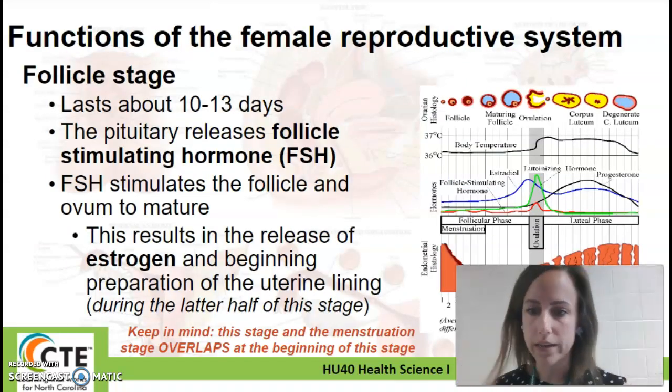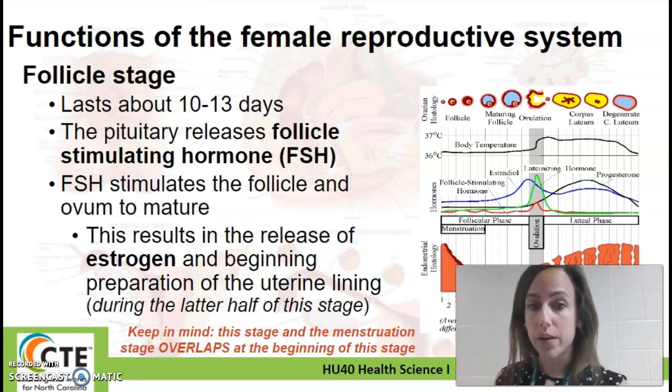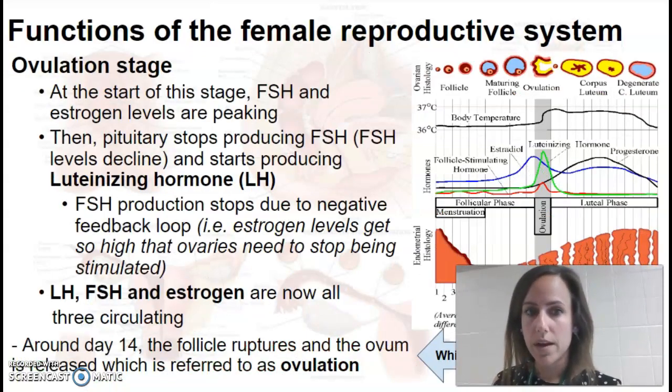During the follicle stage, follicle stimulating hormone is stimulating the follicles, okay? It's causing some of those follicles to mature and get bigger. But in addition, because it is stimulating the ovaries, about mid-cycle here, or mid-phase, estrogen is also going to start to ramp up because the ovaries are being stimulated by that follicle-stimulating hormone, okay?